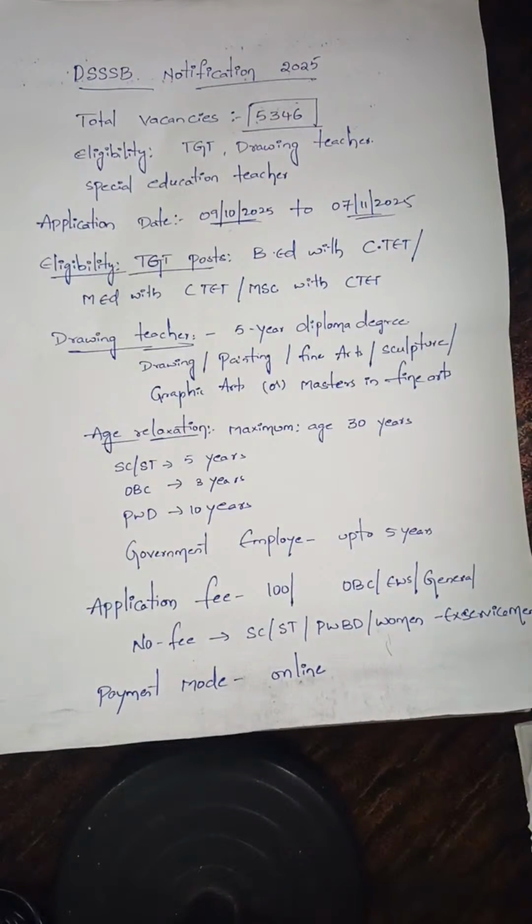In that, TGTs, drawing teachers, special education teachers posts are available under the Directorate of Education. And I can see the eligibility for TGT post. It should be masters or B.Ed with CTET or M.Ed with CTET. For drawing, there should be a 5 years diploma degree in drawing, painting, fine arts and sculpture. And for special education teachers, B.Ed with special education.